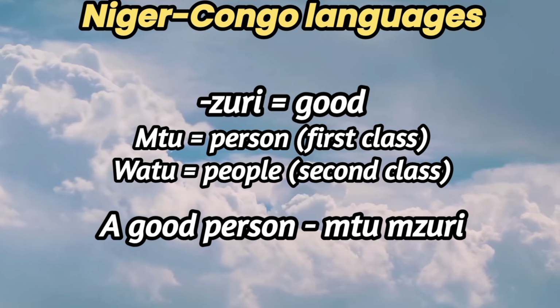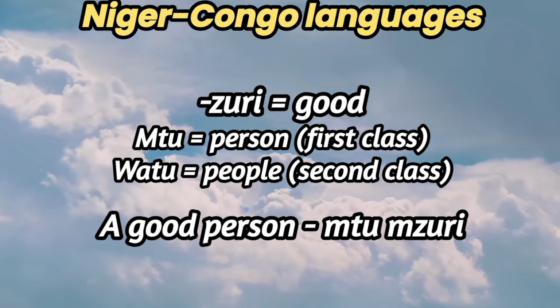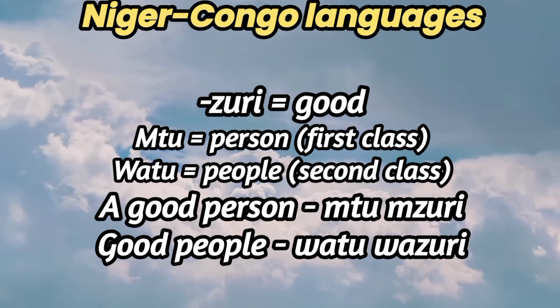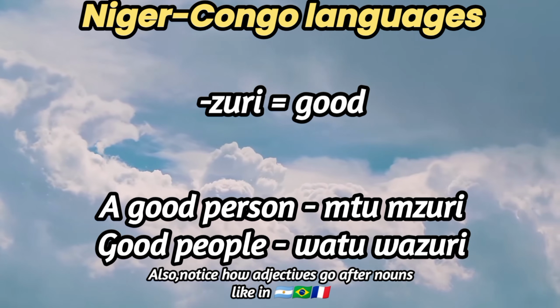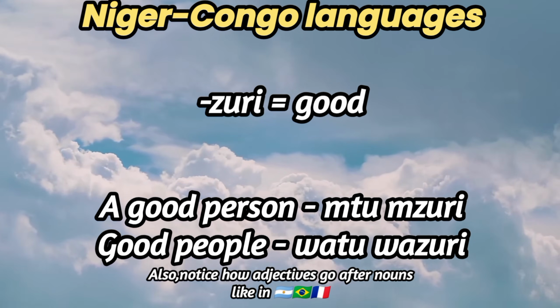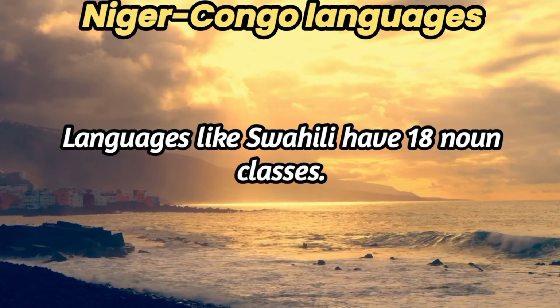So if you want to say a good person, you would say mutu muzuri, and if you want to say good people, you would say watu wazuri. Oh yeah, also notice that the adjectives go after the nouns, like in Spanish. And that's how I explain the concept of noun classes. Languages like Swahili have 18 noun classes. Can you even imagine that? It's basically like genders in European languages, but in a more complex and interesting way.